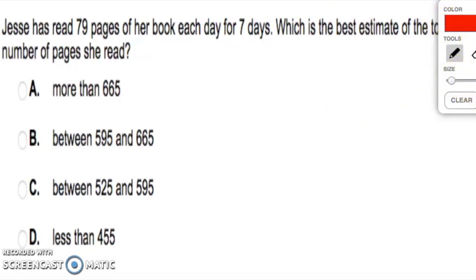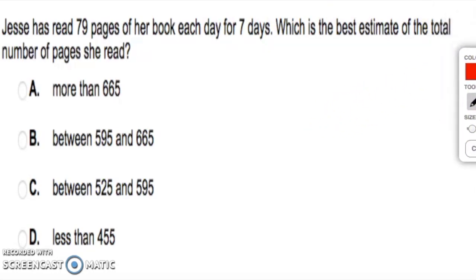All right, Jess has read 79 pages of her book for 7 days. Which is the best estimate of the total number of pages she read? Oh my goodness. Okay, so this is a really good one for us to pay attention to what it's asking. First of all, see that word estimate there? That means I'm not looking for an exact answer. I'm looking for a near answer.